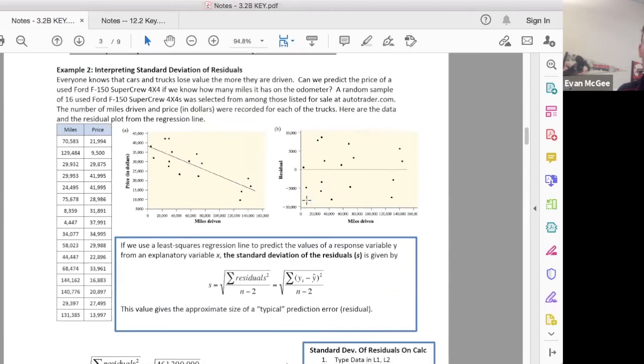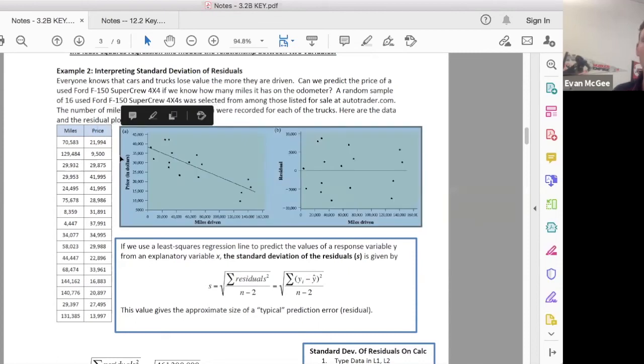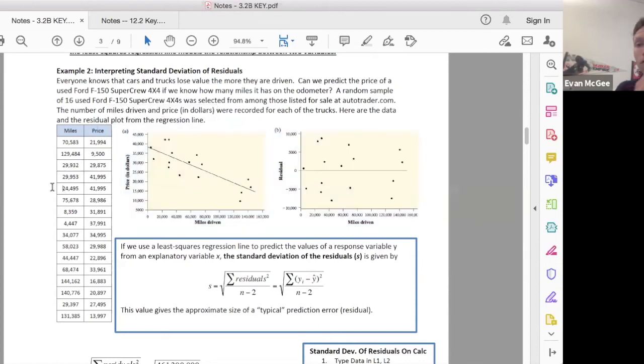Here's the data we're going to use for this computer output part. And it's showing the Ford F-150s, the number of miles they've been driven, and the price that they cost. So as the truck has been driven further, the price decreases because the truck is losing value. So you can see the negative, moderately strong relationship. And the residual plot shows even scatter and no obvious pattern. So this linear model, whatever the equation is, is a good fit for this line.